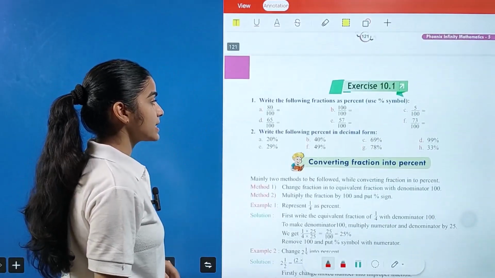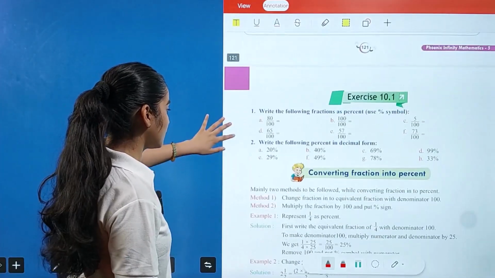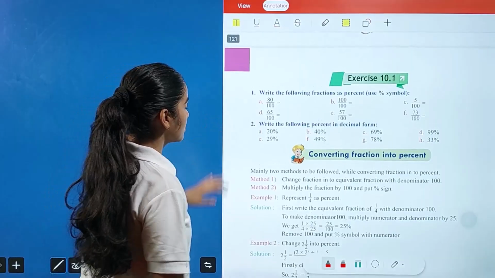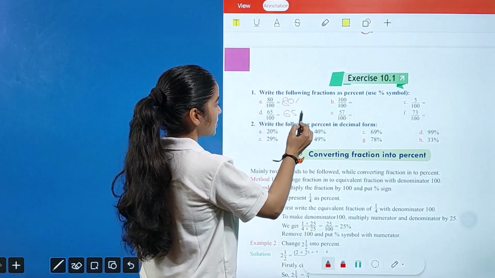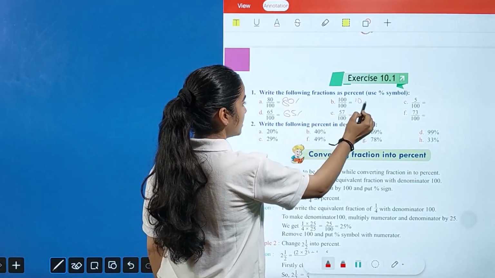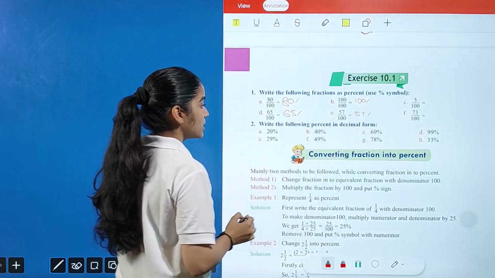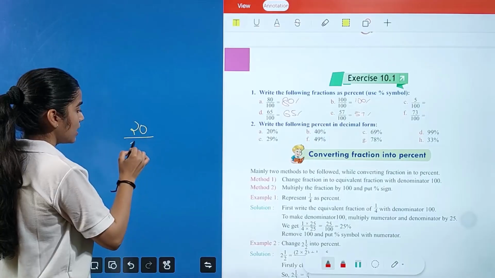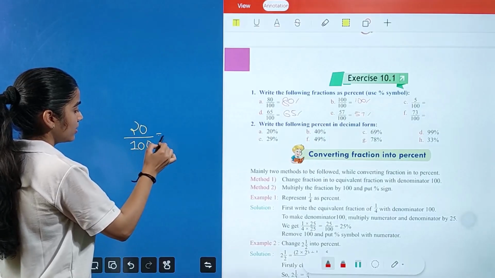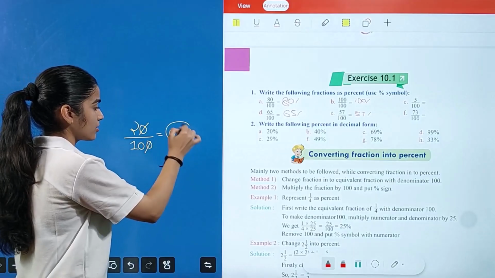Now we have our exercise 10.1. Write the following fractions as percentages. We have to multiply each with 100, so this is your 80%, this is your 65%, this is your 100%, this is 57%. Write the following percents in decimal form. First we have 20%. 20 upon 100. 0 cancels out with 0. So 0.2 is your decimal form.